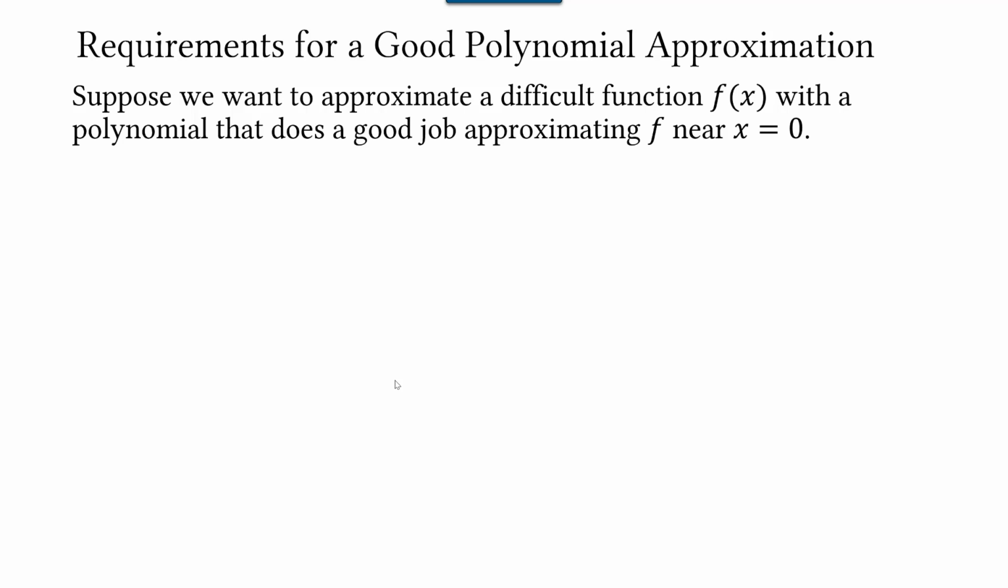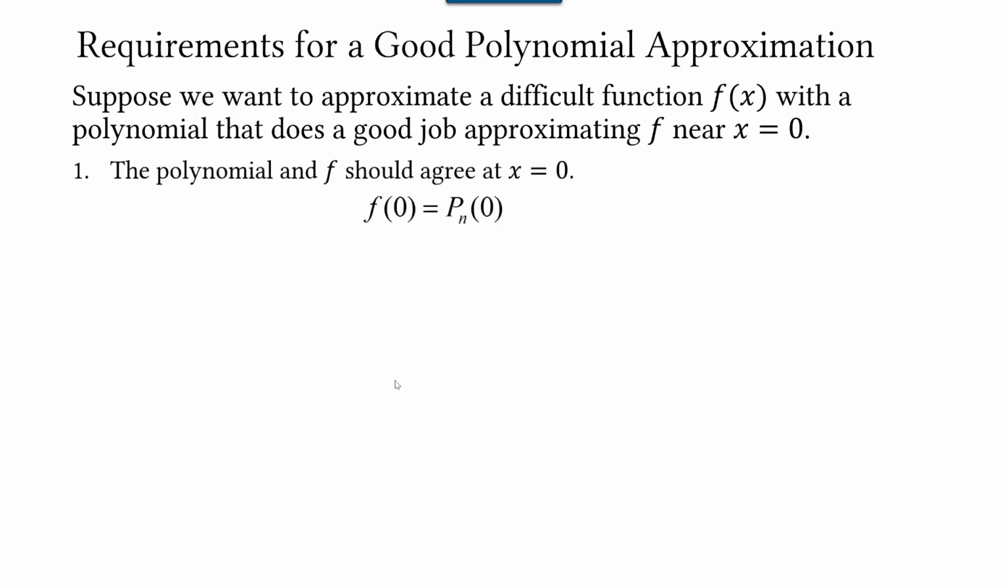So now we're going to make explicit the requirements that we need for having a good polynomial approximation. So our general setup is that we have a difficult function we want to approximate with a much simpler kind of function, a polynomial, and we're going to concentrate near x equals 0. So the very first thing we need is for the function and the polynomial to have the same value at 0. Right? Otherwise, we start off already with some error. So our first requirement is the polynomial and the function have to agree at 0.